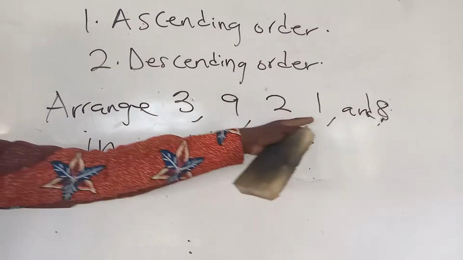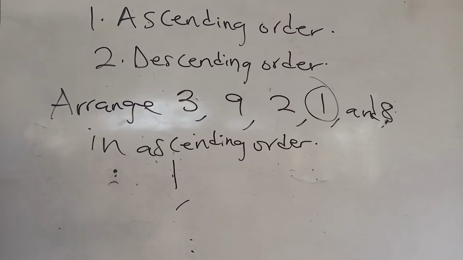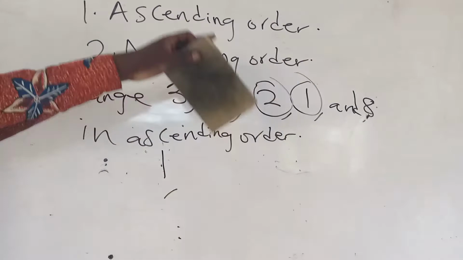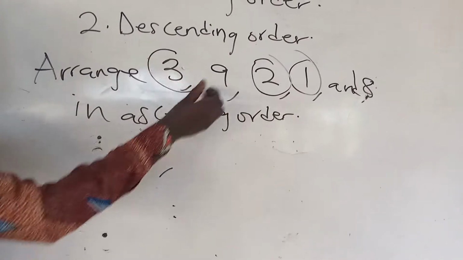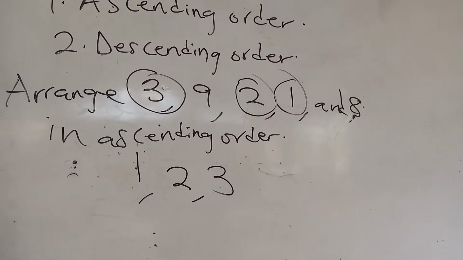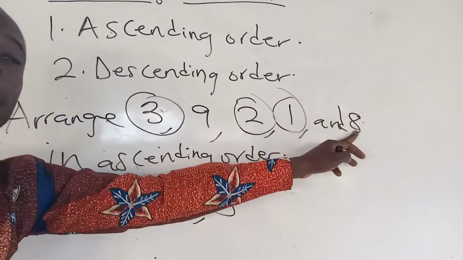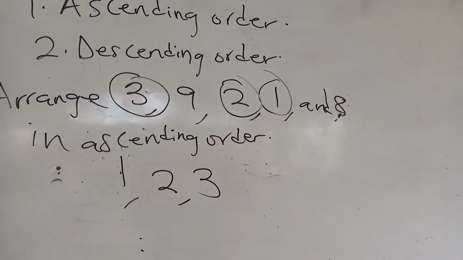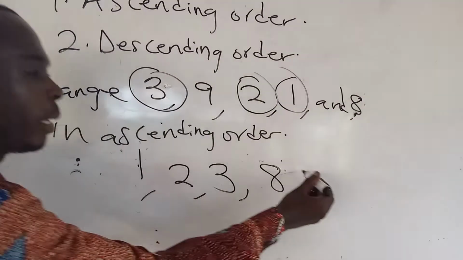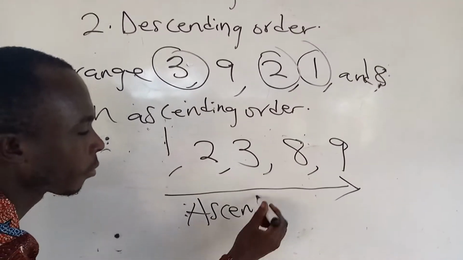If you are asked to arrange from the smallest number to the largest number, what is the smallest number here? It is 1. The next number is 2, because you cannot take 8. After 1, we move to 2. The next number is 3. So 2, 3. Even though we do not have 4, we look at the numbers we have: 9 here and 8 here. Which one is less? It's 8. So our next number will be 8. This means the last number is 9. So you bring your arrow: ascending order.